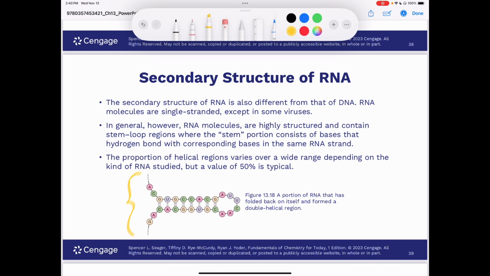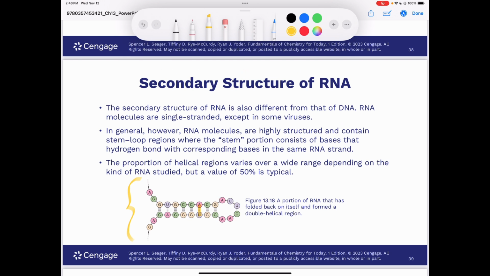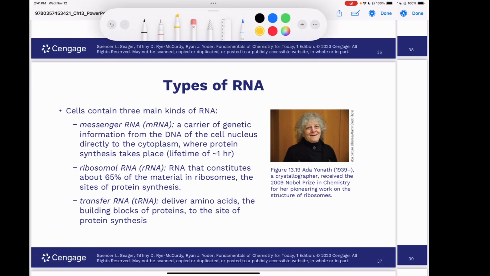And you can see that concept right here in this figure where we have this loop, right? It's being looped around. And you can see the A's hydrogen bonding with the U's and the C's hydrogen bonding with the G's. Now, the proportion of the helical regions varies over a wide range depending on the kind of RNA that you're looking at, but a value of around 50% is typical.